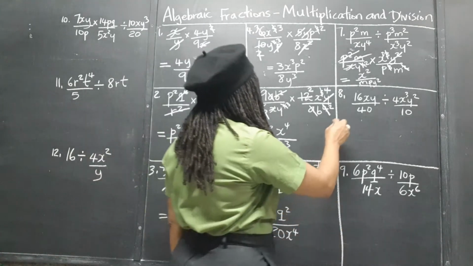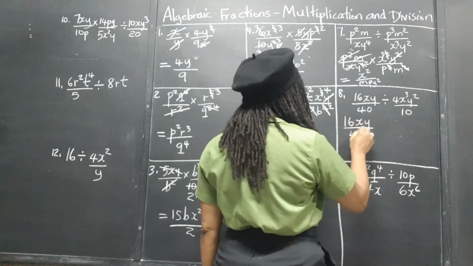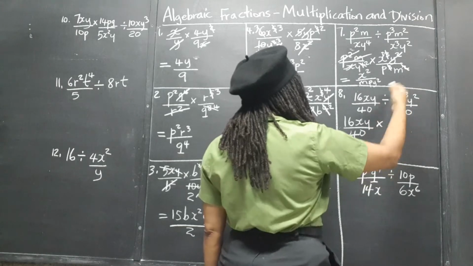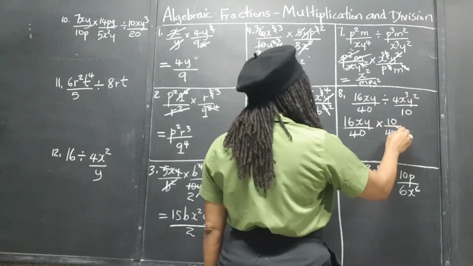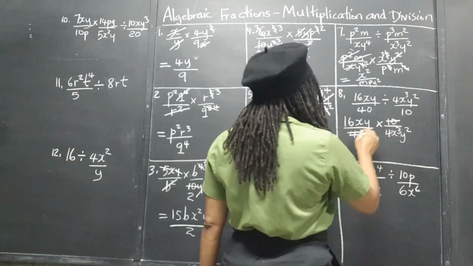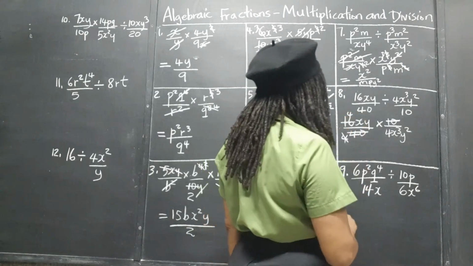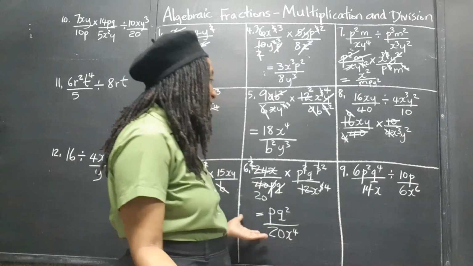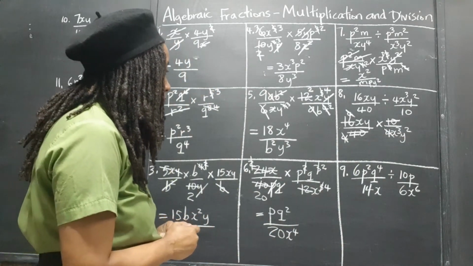Alright, so again, we rewrite, maintain the first fraction, change the division to multiplication, invert the second fraction. 10 goes into 40 4 times, 4 goes into 16 4 times, and 4 cancels 4. Okay, so we have just coefficients of 1 now working with.